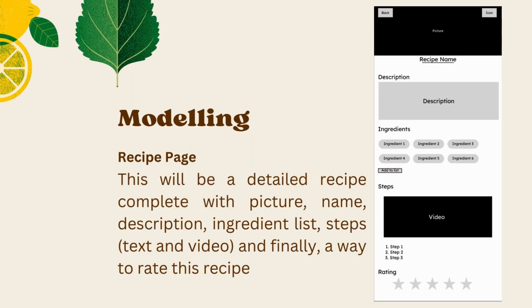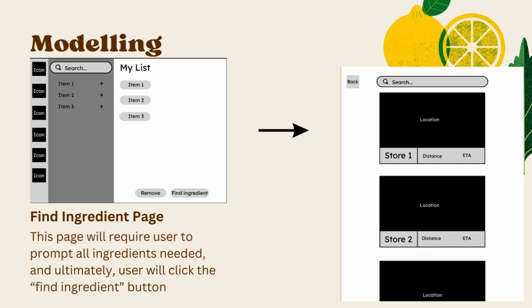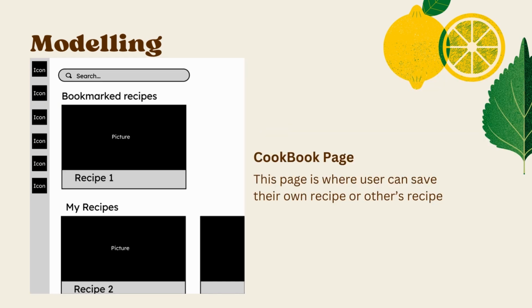On the recipe page, there will be a detailed recipe complete with picture, name, description, ingredient list, steps in both text and video, and finally, a way to rate this recipe. And then we have the find ingredients page. This page will require users to prompt all ingredients needed, and ultimately, users will click the find ingredient button.